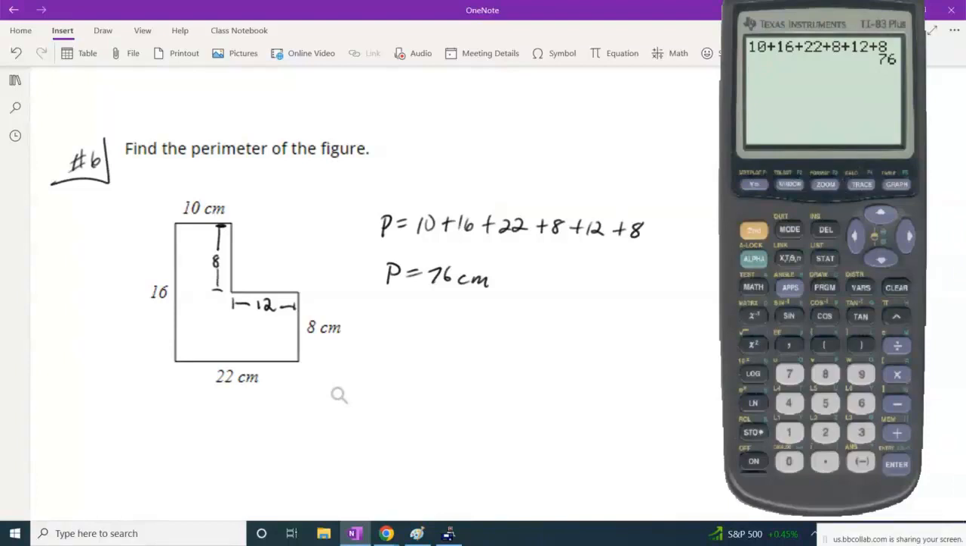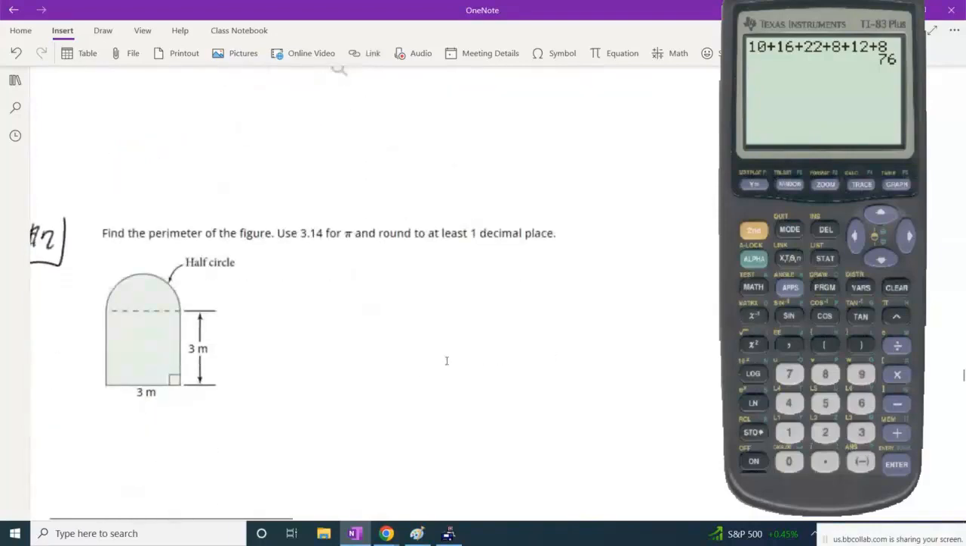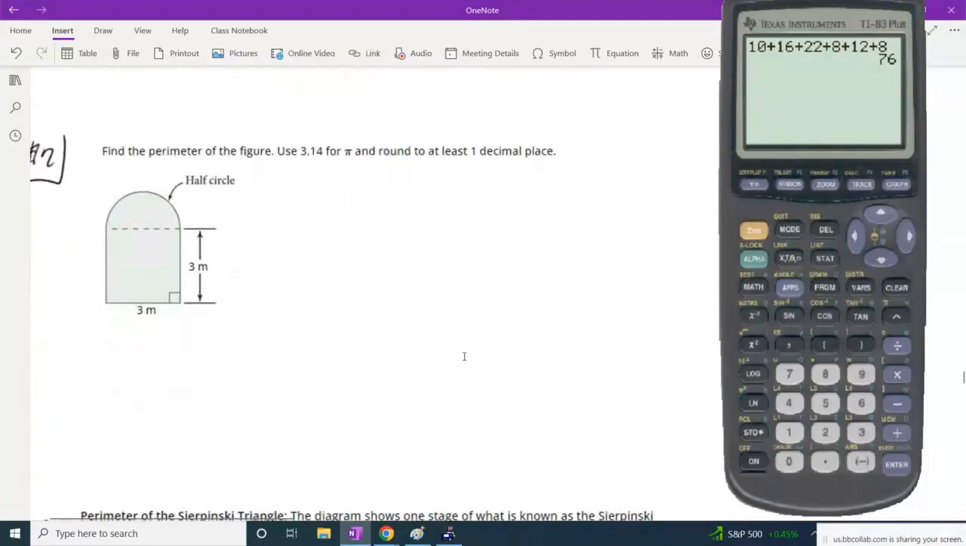So for this particular problem, you have to find the missing side lengths. So if you sort of make a rectangle out of the whole thing, right, we can find the missing side lengths. All right, any questions about number 6? All right, problem number 7.